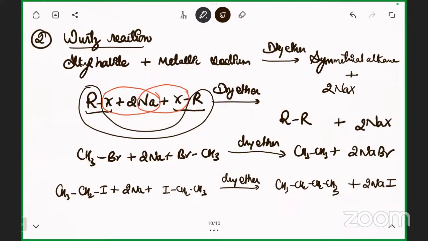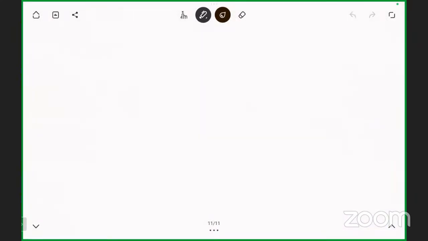Let's discuss the mechanism of the Wurtz reaction.